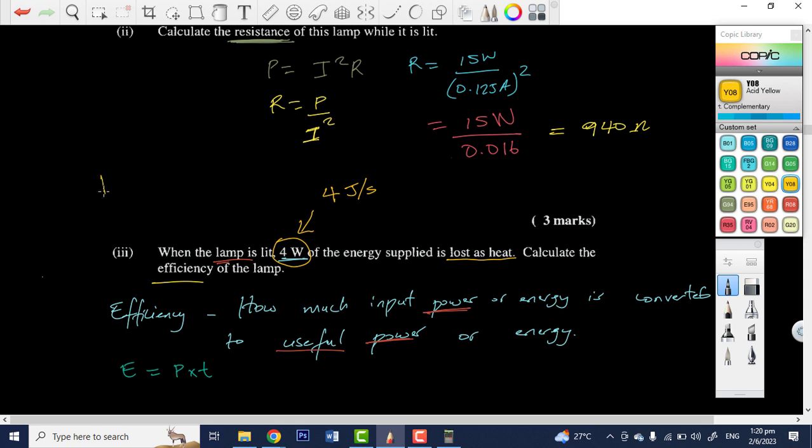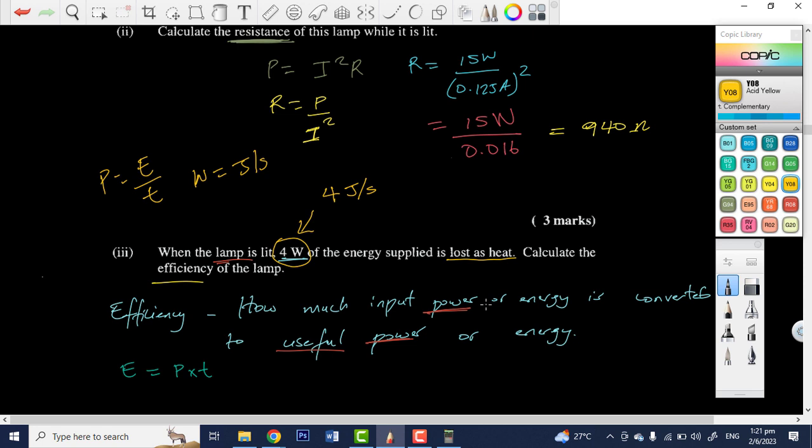Because remember, the watt is the SI unit of power, and power is energy over time. So when we're talking about power, it is how many joules of energy are being converted every second. We can write the watt as the joule per second. So if 4 watts of the energy supplied is lost as heat, what they're saying is that 4 joules of energy is being lost to heat every second. That's really what they're saying. Are we good with that?